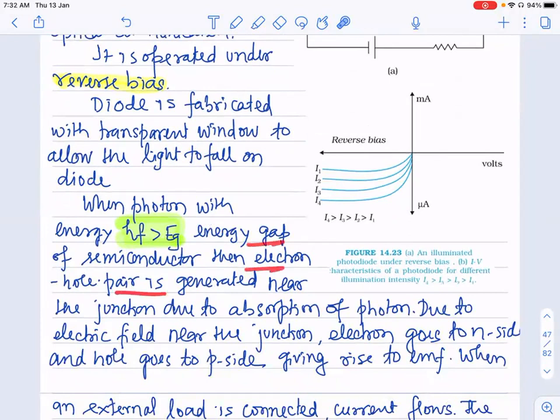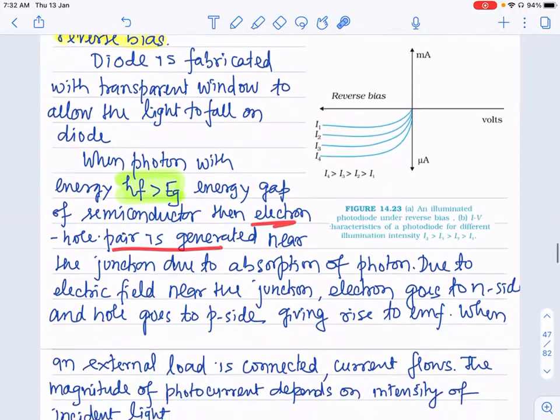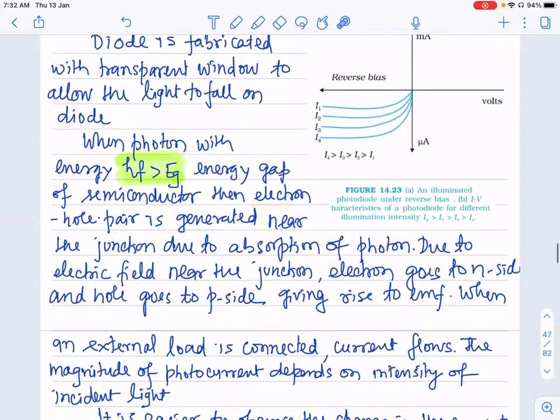Then electron and hole pairs. When this condition is met, new electron hole pairs will be generated apart from the thermally generated electron hole pairs, and intrinsically generated. So extra electron hole pairs will be generated because of the incoming incident radiation. Due to the absorption of photons there will be extra electron hole pairs generated.